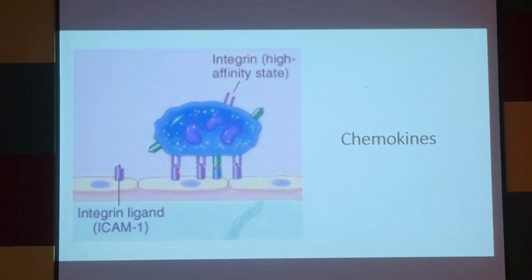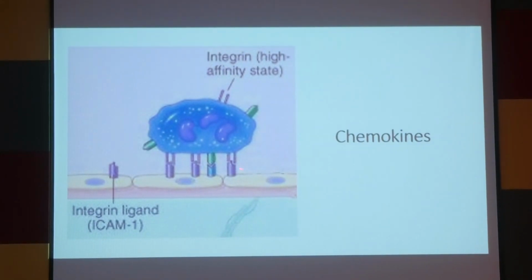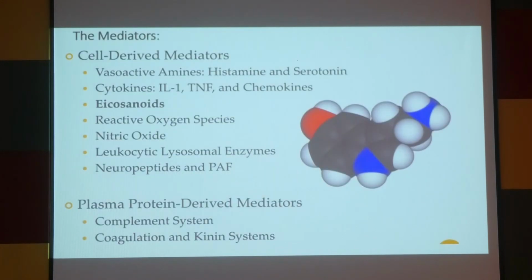Now integrin in a high affinity state binds the ligand ICAM1. So you can see how the leukocyte adheres to the endothelial surface when the process of inflammation starts. Okay, this is the ligand ICAM, the integrin ligand. Okay, integrin, selectin, P-selectin, these are all ligands you will be taught in detail in later classes.